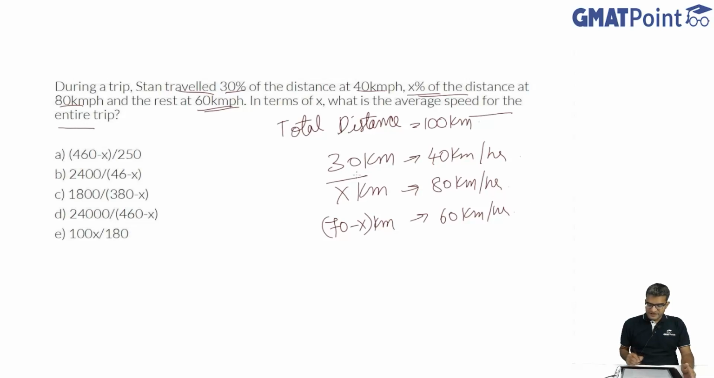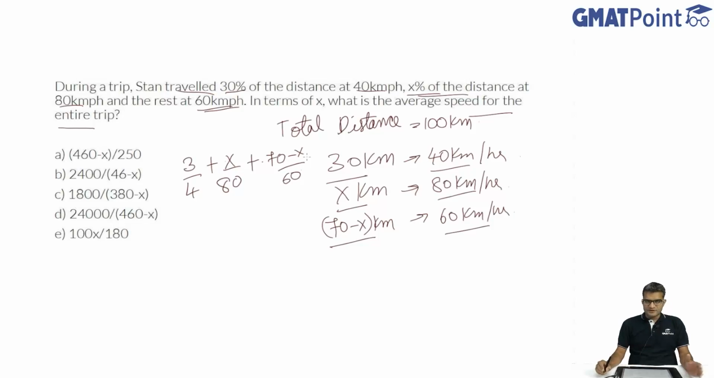What is the time that he took to travel 30 kilometers at 40 kilometers per hour? That will be 3 by 4. What is the time he took to travel X kilometers at 80 kilometers per hour? That will be X divided by 80. And what is the time he would take to travel 70 minus X kilometers at 60 kilometers per hour? That would be (70 minus X) divided by 60. So the total time that he took to travel 100 kilometers is 3 by 4 plus X by 80 plus (70 minus X) by 60.